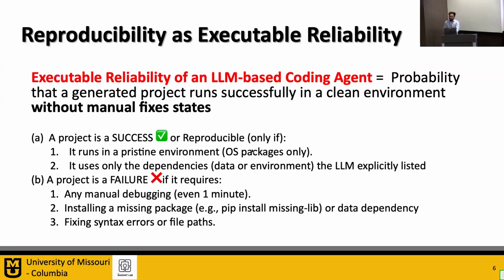So we formalize this for AI-generated projects as executable reliability: the probability that a generated project runs successfully in a clean environment without any manual fixes. We use a strict rule here. It's a success only if it runs in a pristine environment using only the dependencies it has listed. And it's a failure if you need any manual debugging, even one minute, such as missing installs, data dependencies, syntax fixes, or path fixes.